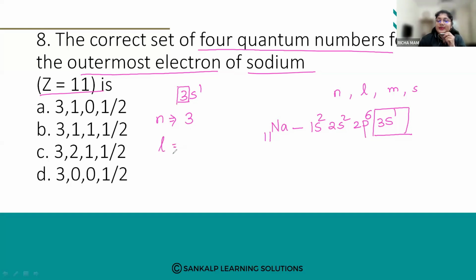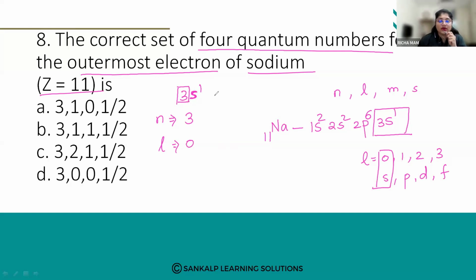Then L. L represents the shape of the orbital. L is equal to 0, 1, 2, 3. If it is 0, it is s; if it is 1, p; then d and f. Here it is s, which means L is 0.